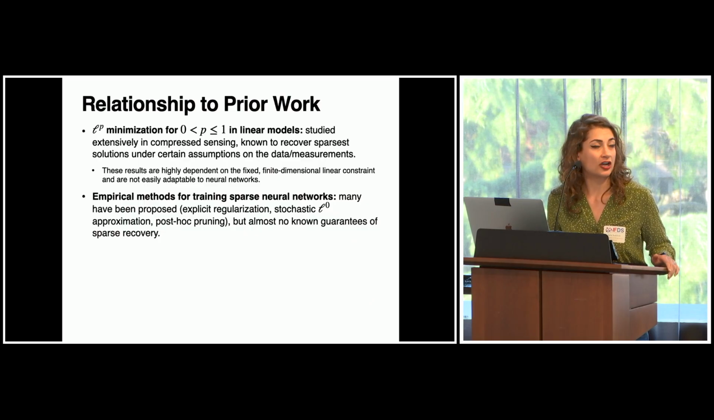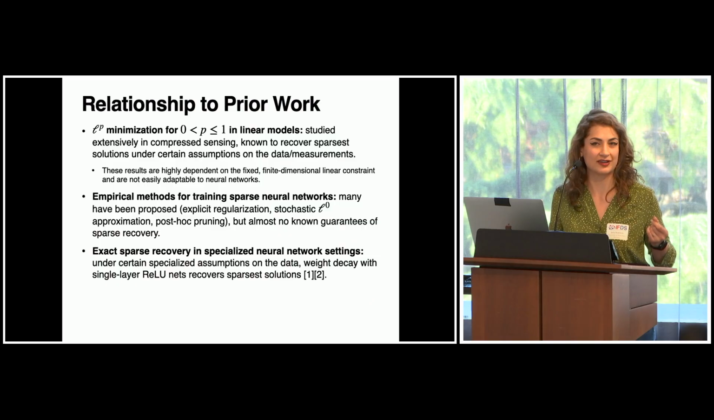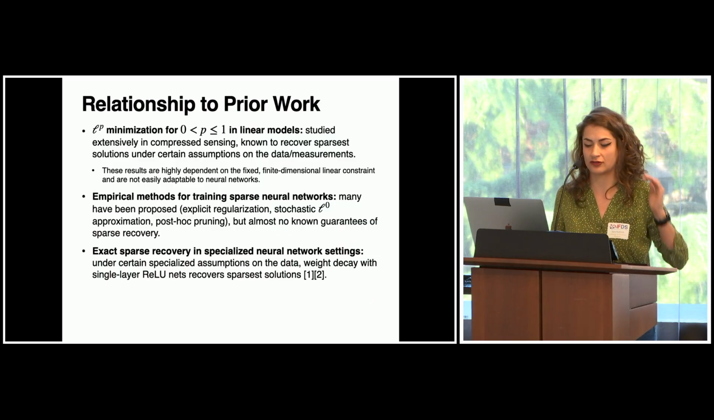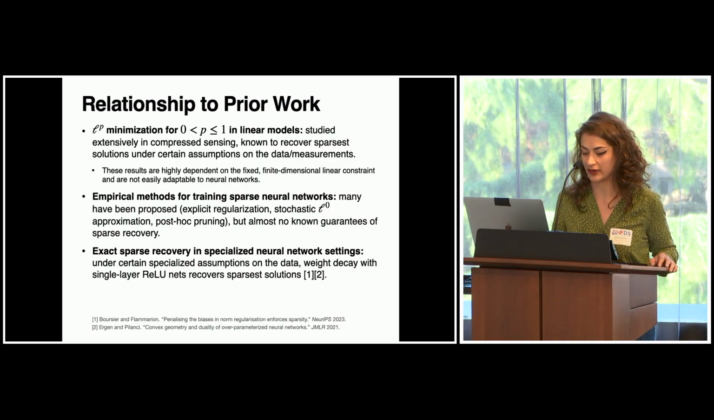For neural networks, there are a lot of empirical sparsity promoting schemes that people have studied. They typically involve some sort of elaborate network parameter pruning schemes, but none of them really come with any guarantees that they're actually going to give you a sparsest solution. It's just all empirical. There are a few specialized settings under which certain types of regularization are known to give you sparse solutions, but they typically require some fairly restrictive assumptions on the data, which our results do not require.